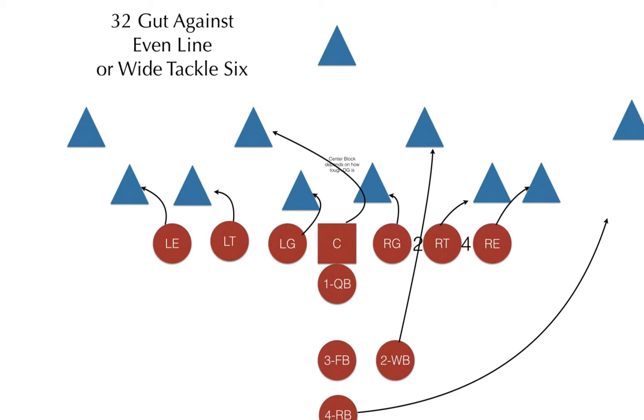The wingback goes after the linebacker. The right guard goes after the man on the inside gap, or the A gap. The center goes off the offside linebacker. The left guard gets his man. Left tackle gets his man. Left end gets his man.